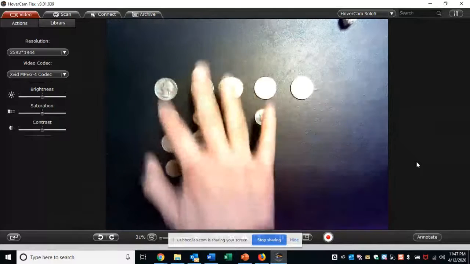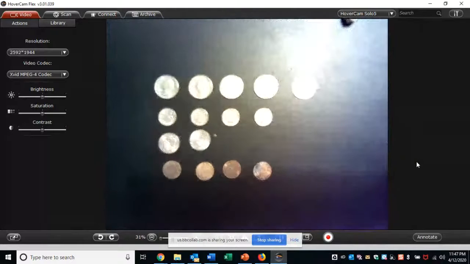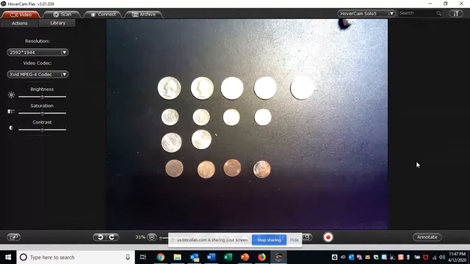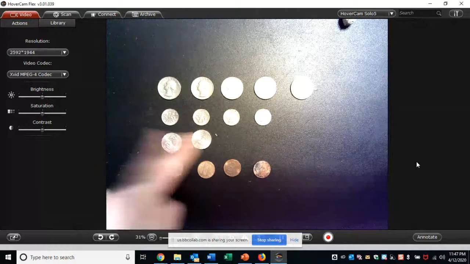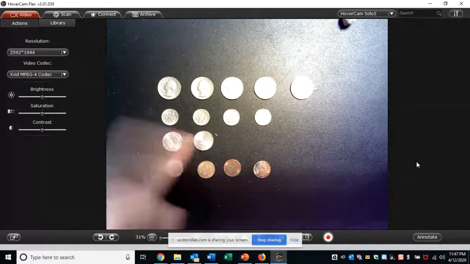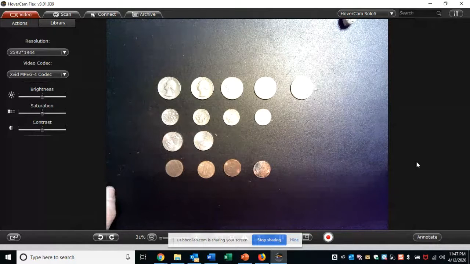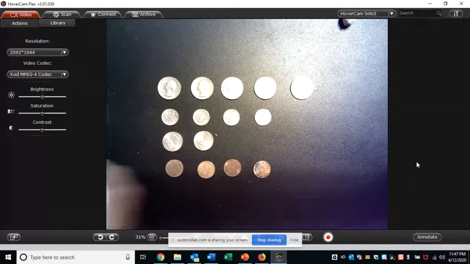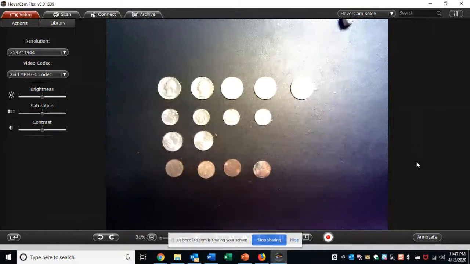Which type of coin do I have least of? Which type of coin is the least? Looks like nickels are the least. And then I see an equal number of 2 coins. Do you see the equal number? So dimes and pennies are equal.